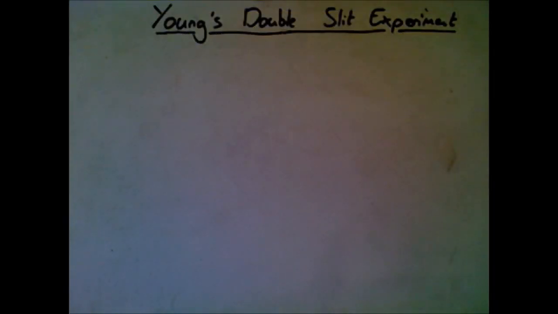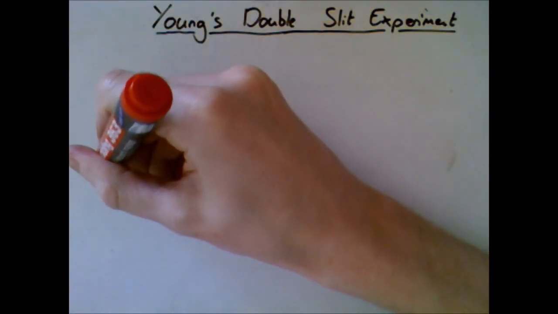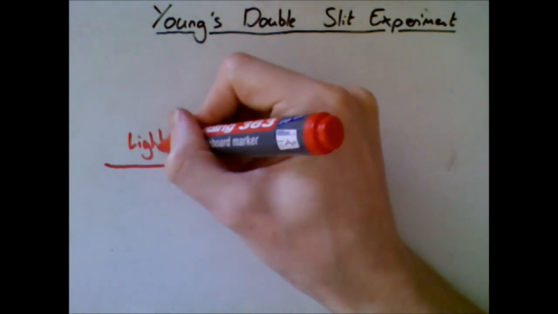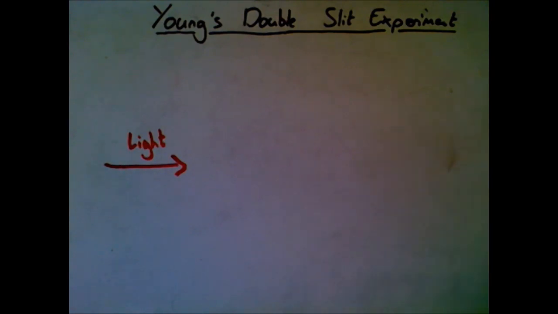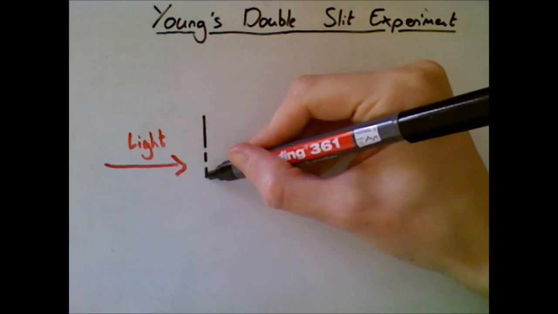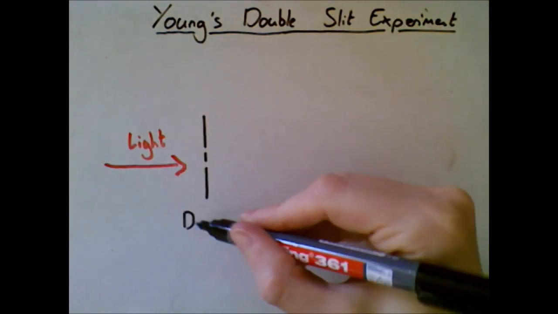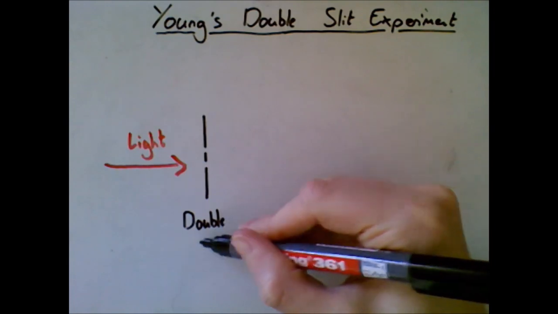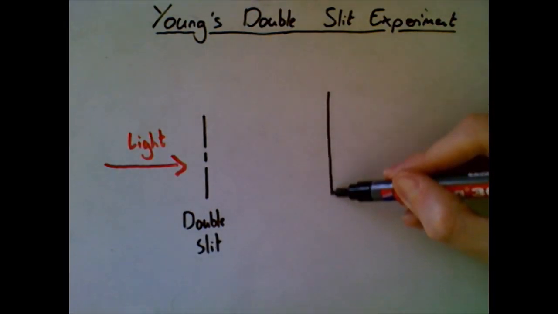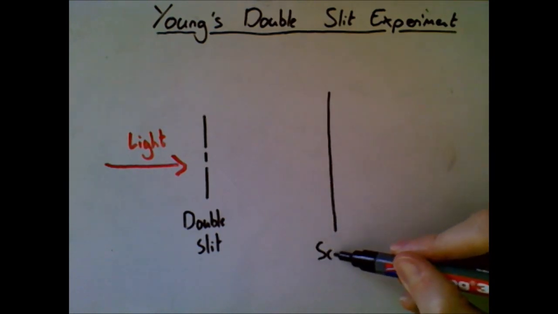So let's think of the basic idea behind this experiment. Essentially, what we have is we have some light, and we pass that light through a double slit. So in other words, two slits close together. And then a certain distance away over here somewhere, we have a screen.